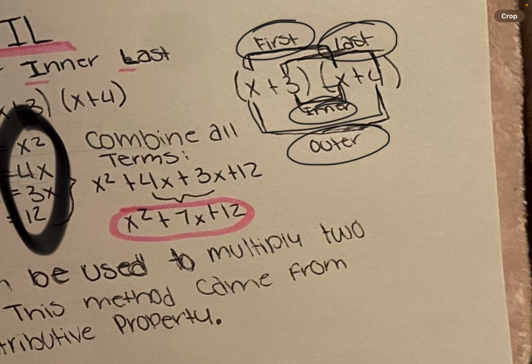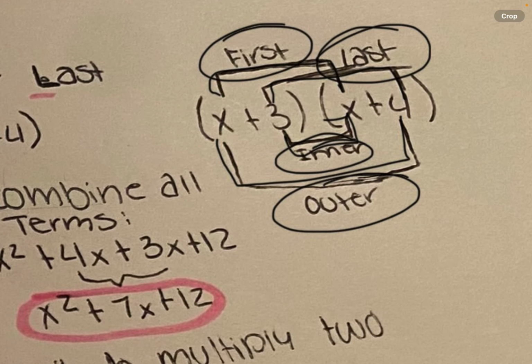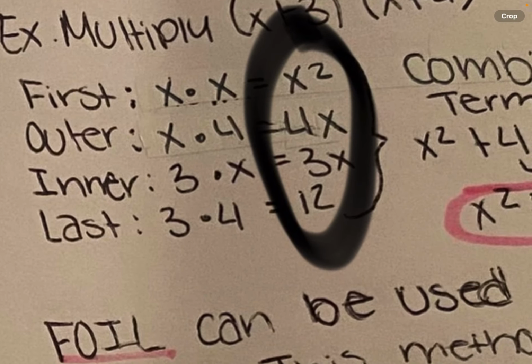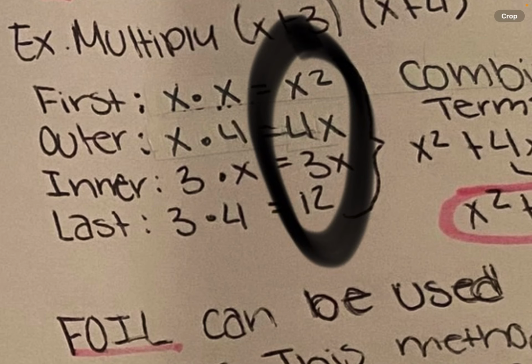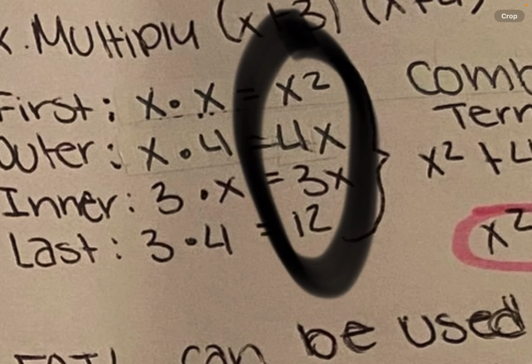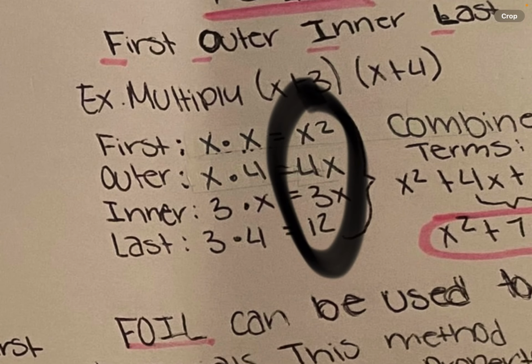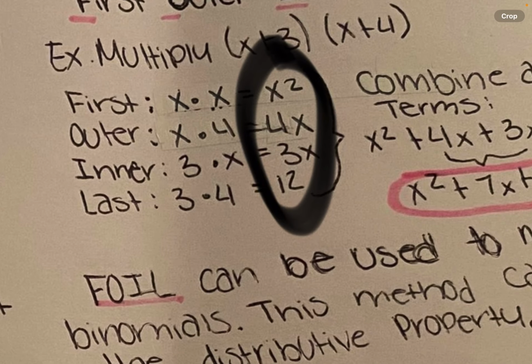So to write it down, this is an example of how to write it, like how to separate it. First it's going to be x times x equals x to the power of 2. The outer is going to be x times 4 equals 4x. The inner is going to be 3 times x equals 3x. And last is going to be 3 times 4 equals 12.